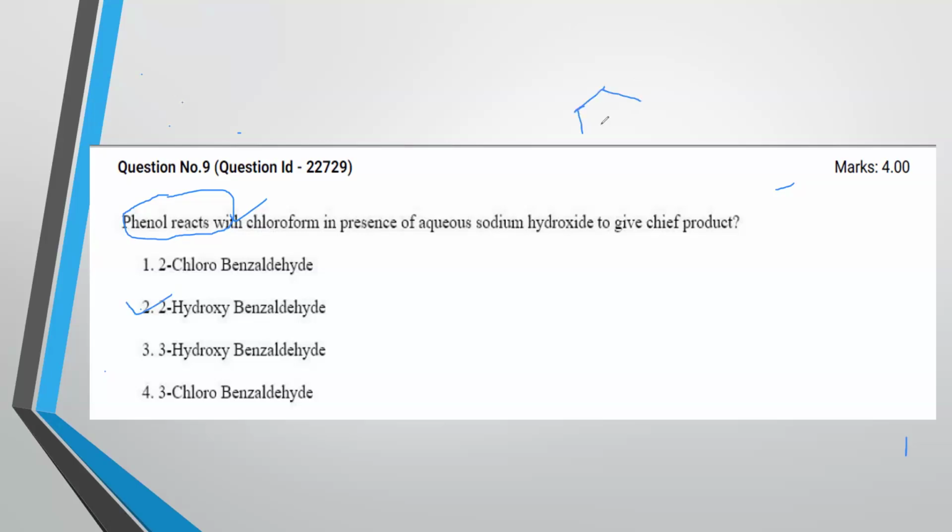Because the final product is 2-hydroxy, that is salicylaldehyde. So here this is the first position and this is the second one. That's why it's 2-hydroxybenzaldehyde. This is from GPAT 2023, just the previous year, second shift question paper.